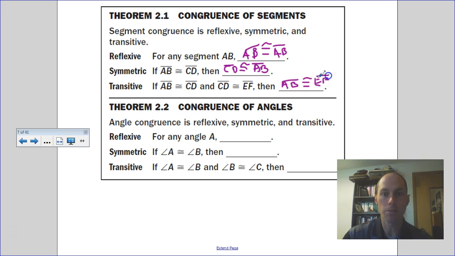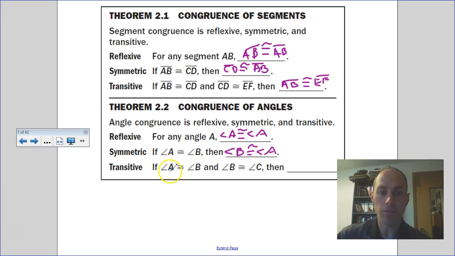And the same thing will apply with angles. So if I have an angle A, I can say, well, angle A is congruent to itself. It's a step that I can write down in a proof if it's part of two different angles. I can also say that, well, if angle A is congruent to angle B, I could say it the other way and say angle B is congruent to angle A.